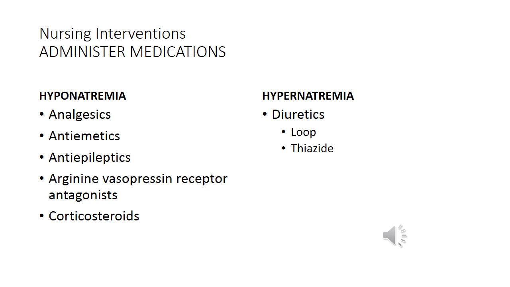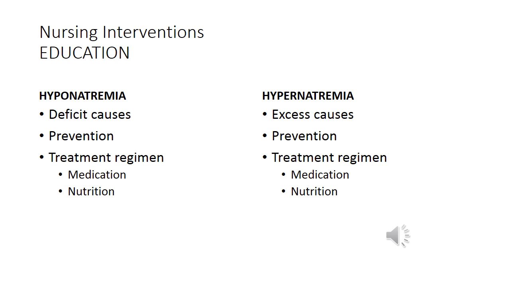Corticosteroids are used to decrease cerebral edema. An example of a drug in this category is methylprednisolone or Solumedrol. Hypernatremia is treated with diuretics to promote sodium loss by increasing urine excretion. Either a loop diuretic such as furosemide, Lasix, or a thiazide diuretic such as hydrochlorothiazide, Diuril, are ordered by the healthcare provider. Teach the patient or caregiver the causes of sodium deficit.